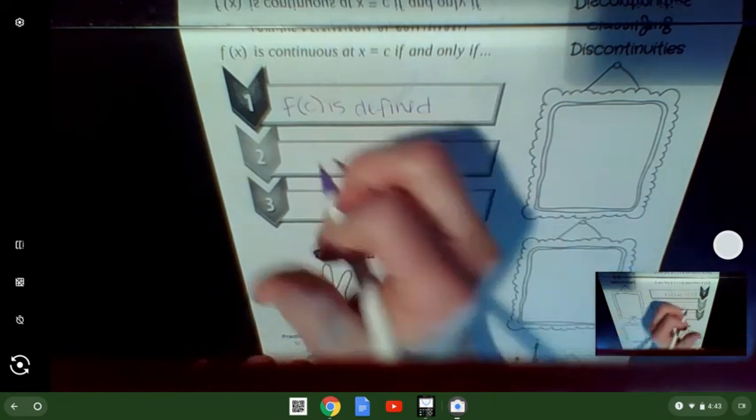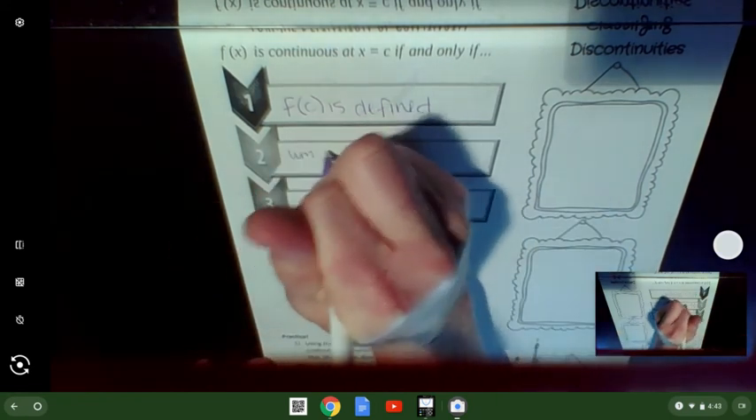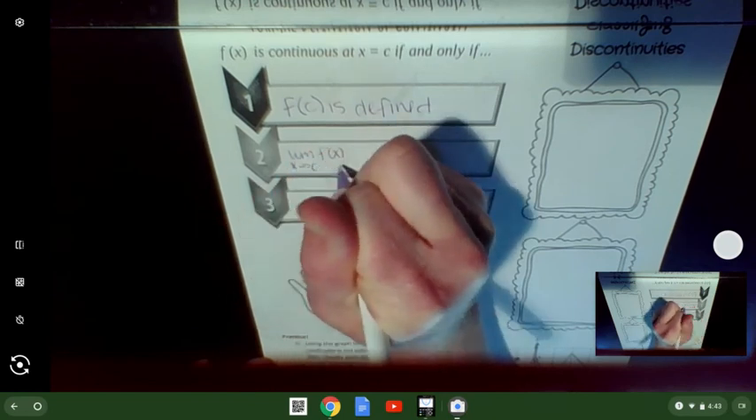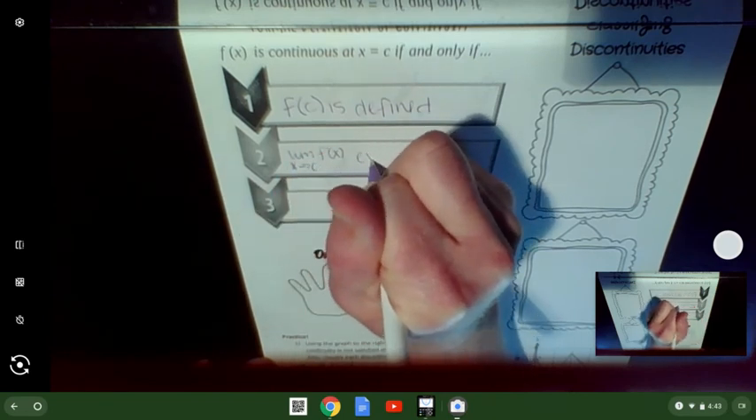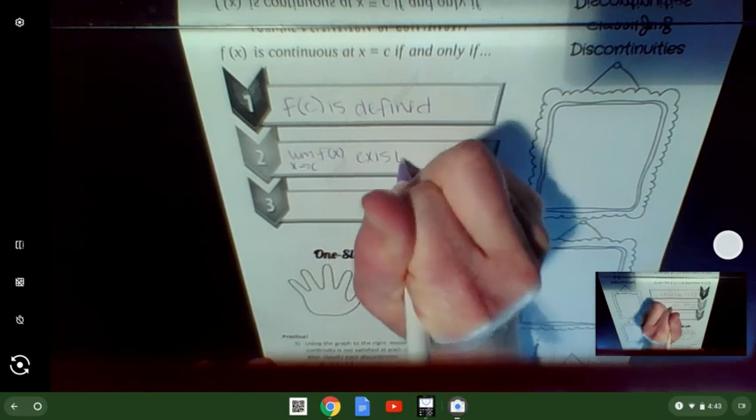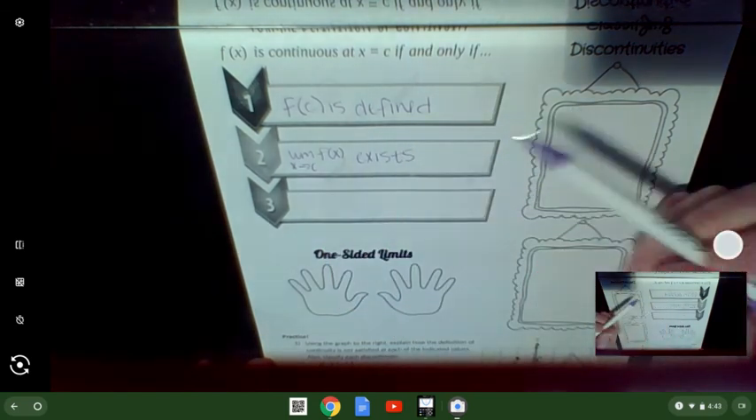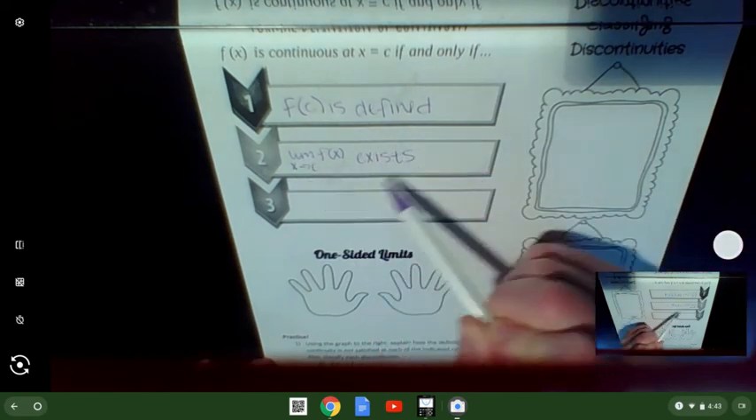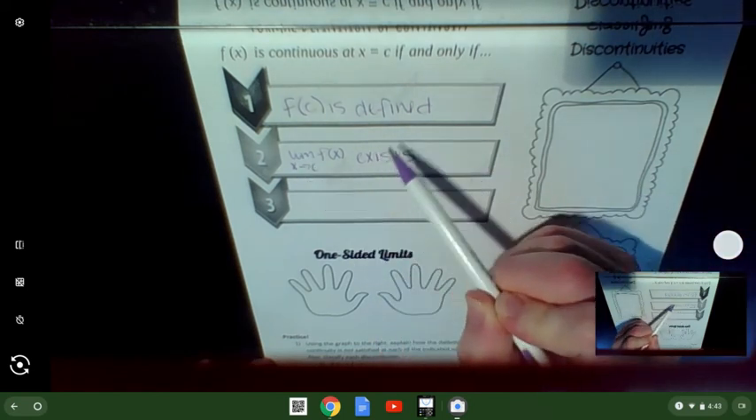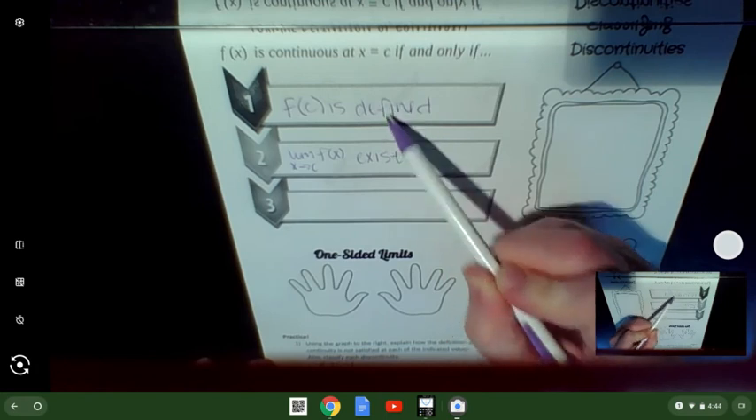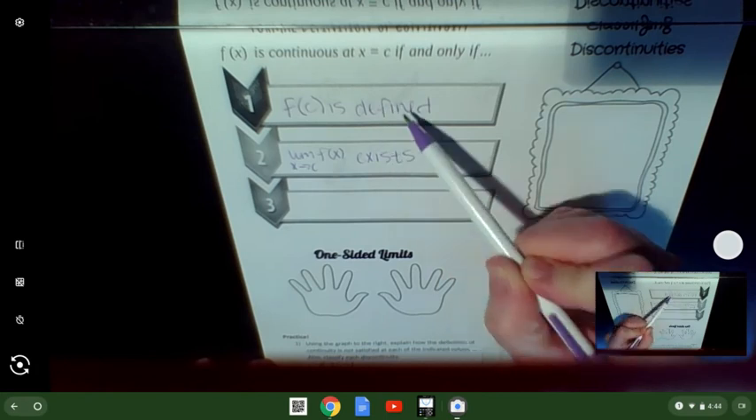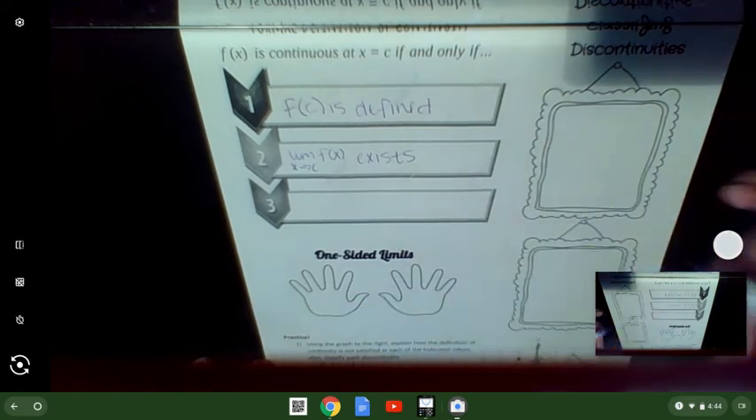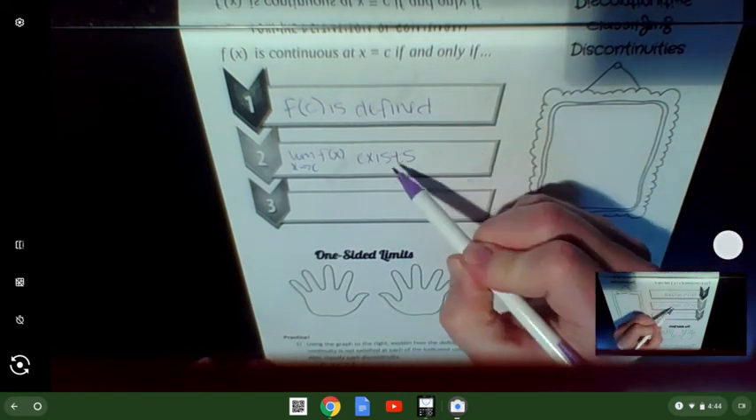So part 2, the limit of the function as you approach the x value in question must exist. Not only must the function be defined, the limit must exist as well. Keep in mind, when we first started talking about limits, we said the value of the limit and the value of the function, one means nothing about the other, one does not influence the other. That is still true. But in order to be continuous, the function needs to be defined and the limit needs to exist.